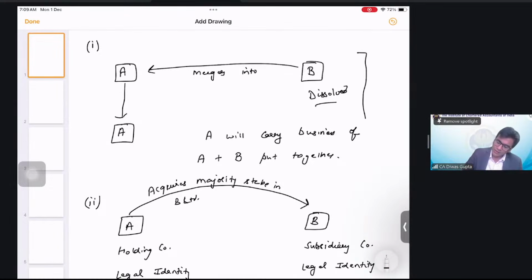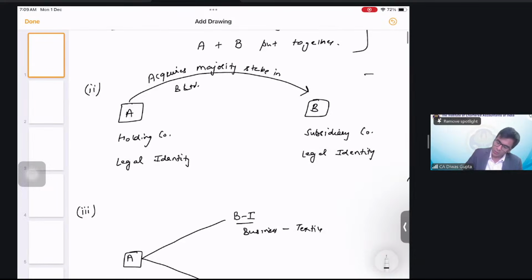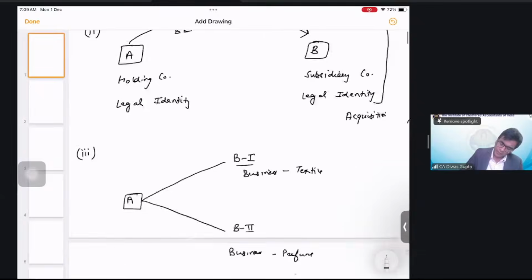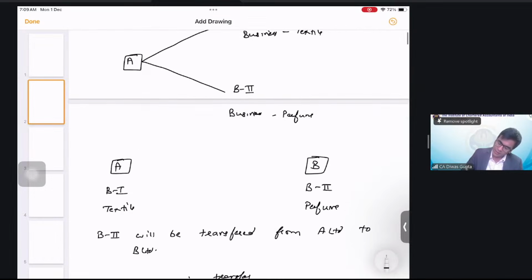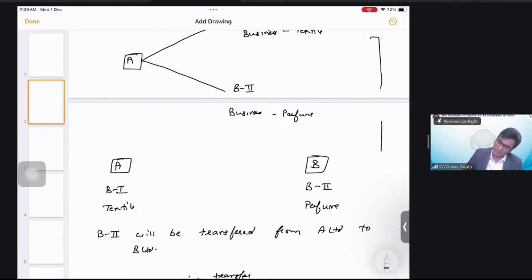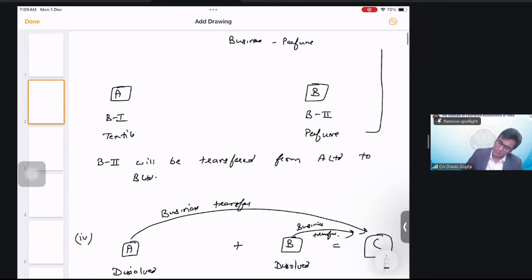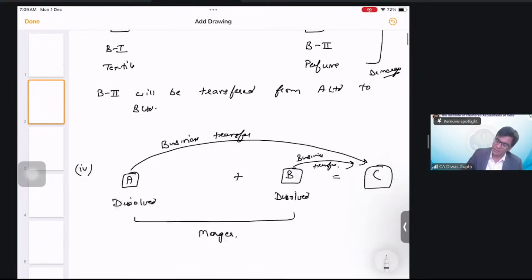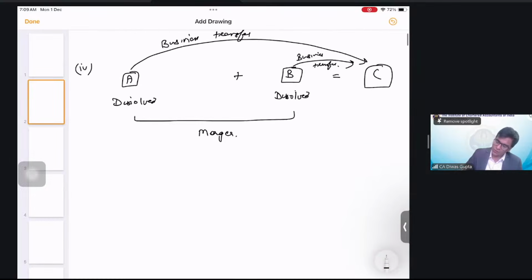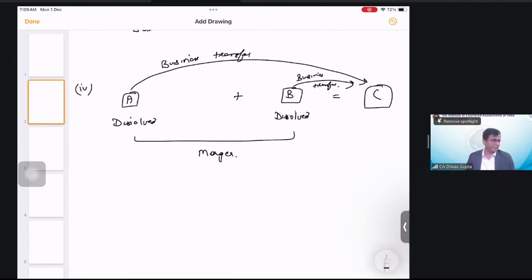So students, if you see, this is called as merger. Situation 1 is a clear case of merger. Situation 2 is a clear case of acquisition. Situation 3 is a case of demerger, where you are demerging. And situation 4 is again a case of merger.